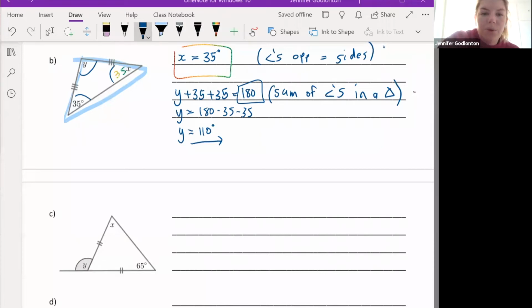So this rule that we're talking about here is saying that when we have a triangle, if we add up all of our angles in a triangle, we always are going to get 180 degrees. And when we use that rule, we use the reason sum of angles in a triangle. Okay, thank you, ma'am. Okay, sure, no problem.